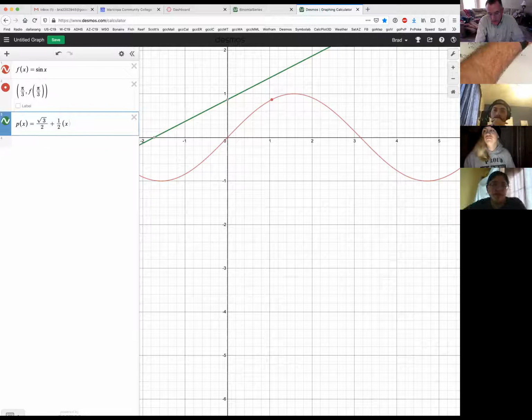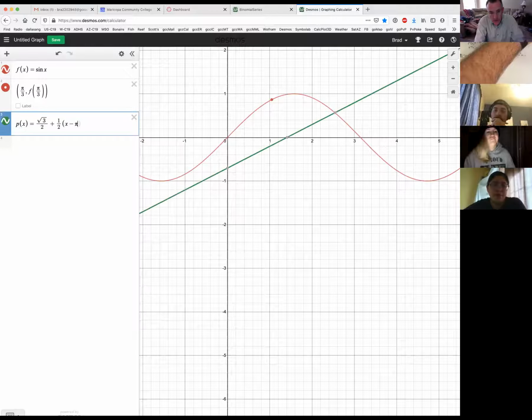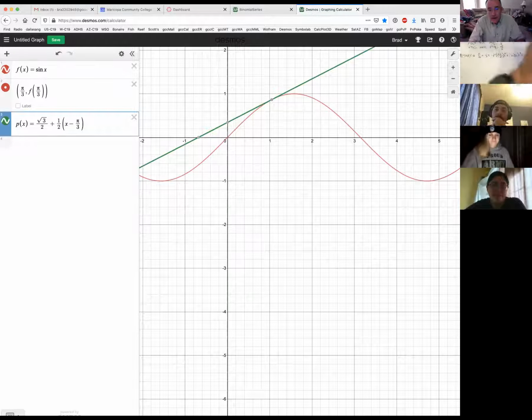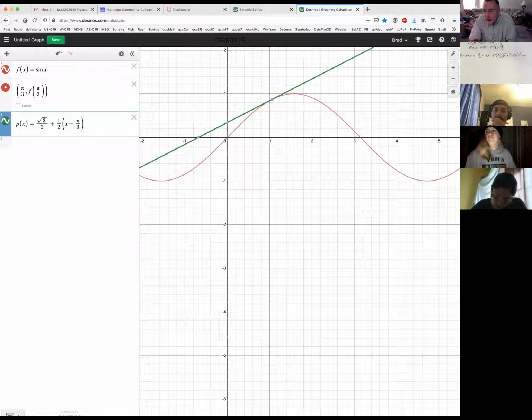It was centered at pi over 3, right? We moved it over pi over 3. It's been shifted over now. So don't forget that it's not just a straight power series, but it's like a translated power series, if you will. So now it agrees right there. You can see it still agrees right on at this point. And now the green line is pretty close to the red curve for a little bit longer.